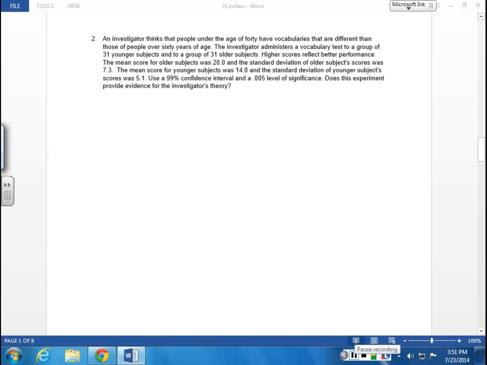Okay, in problem 2, instead of already having a table, the information is all embedded in the problem. So the first thing we'll want to start off with is making a table that has everything in it. What I'm going to do is make it this way: A and B in x bar, s, and s squared. In this case, n is 31 for both groups.